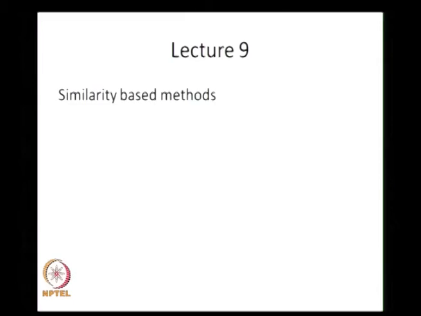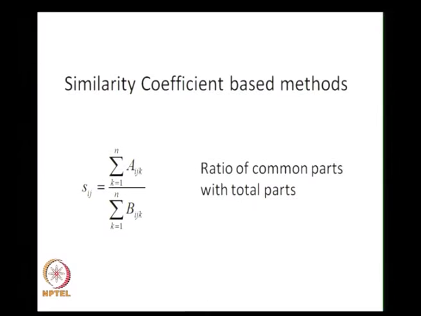In this lecture we continue the discussion on similarity coefficient based methods for cell formation. In the last lecture we started the discussion by introducing a similarity coefficient Sij given by this equation, and this similarity coefficient is called the Jacquard's similarity coefficient. Now the similarity coefficient is calculated as follows using the example.